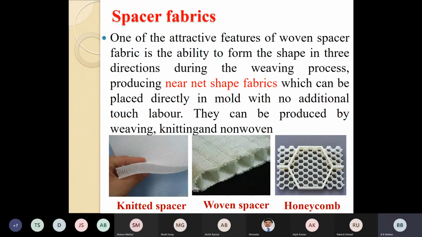I am introducing a new term. It's called near net shape. Spacer fabrics are considered as a near net shape fabric. I'll give the definition of near net shape in the next slide.